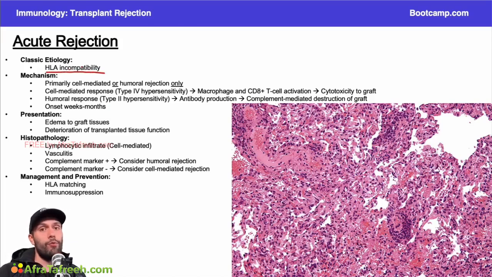The difference here is, remember, with hyperacute rejection, we're talking about preformed antibodies. We already have those antibodies, we just weren't matched really well. And so immediately those antibodies started attacking that graft, right? And within minutes, it caused thrombosis of the vessels around it. It caused ischemia and necrosis of the graft. Now, an acute rejection is going to happen over a longer period of time. It's going to be a rejection that happens within weeks to months.